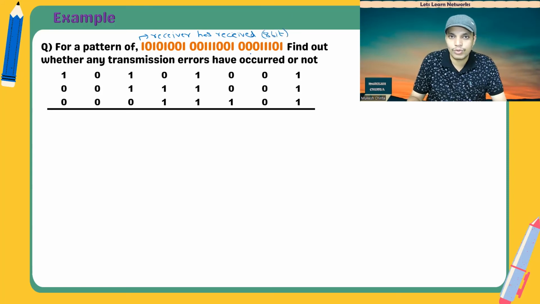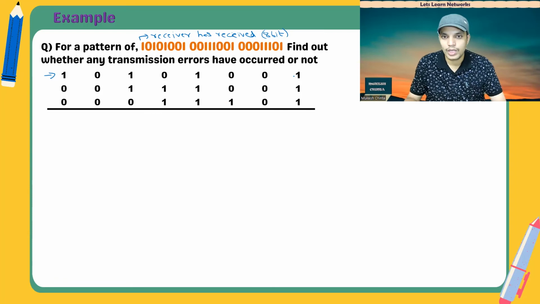So what does the receiver do? It will simply add all the blocks. Now I have written it down so that it is easy for calculation. 1, 0, 1, 0, 1, 0, 0, 1. Similarly, 0, 0, 1, 1, 1, 0, 0, 1. And the third block is 0, 0, 0, 1, 1, 1, 0, 1. So let me do the calculation.